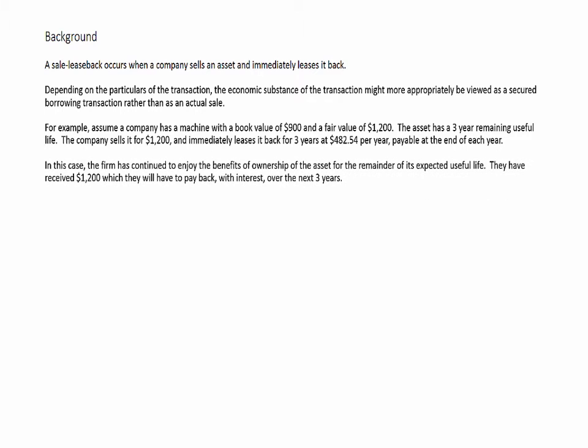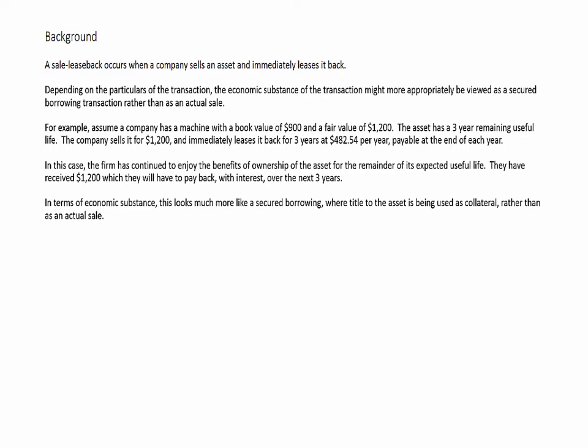In this case, the firm has continued to enjoy the benefits of ownership of the asset for the remainder of its expected useful life. And again, they've received $1,200, which they're going to have to pay back with interest over the next 3 years. In terms of economic substance, this looks much more like a secured borrowing, where title to the asset is being used as collateral rather than as an actual sale.